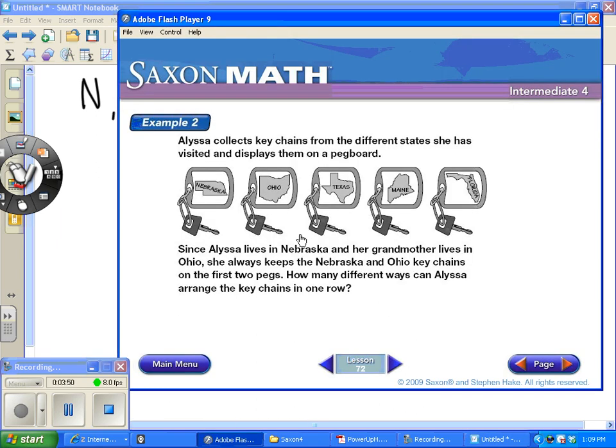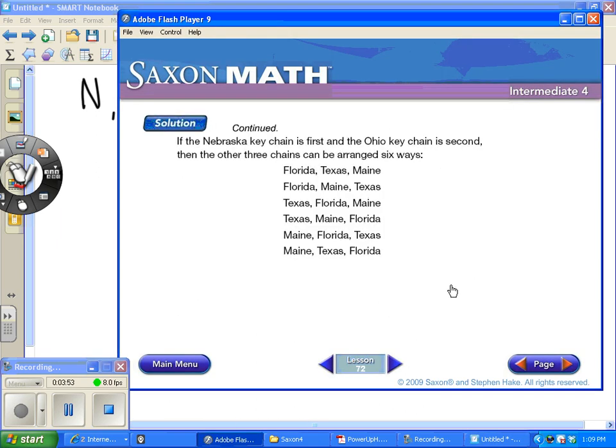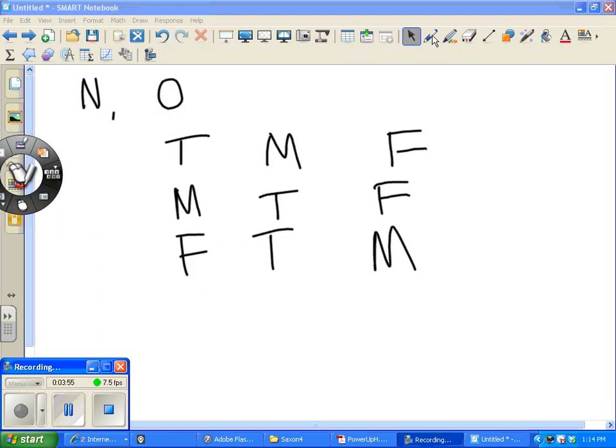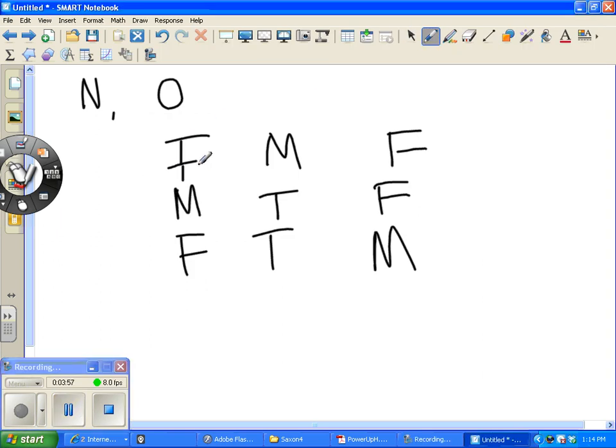So let's take a look. Let me pause. Okay, another option with Texas first would be Florida next, and then Maine, right? So here are my 2 Texas first options. We could also have Maine in that first spot, and then Florida, and then Texas. Or we could have 2 combinations of Florida being first. So this is 1, 2, 3, 4, 5, 6 ways. And that's if we have Nebraska first and then Ohio.